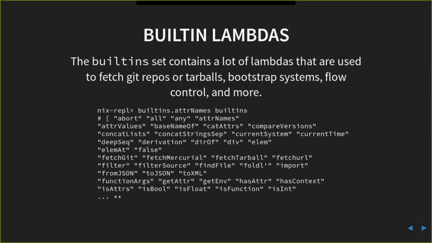So there's quite a lot of built-in functions. This is just an excerpt where you basically have methods to fetch Git repositories or Mercurial or tarballs or arbitrary URLs. You can read JSON files or output JSON files. You can check types of arguments, all the good stuff, basically. And if you just call this one in a Nix build, then you will see all of the built-in functions, so you can try them.